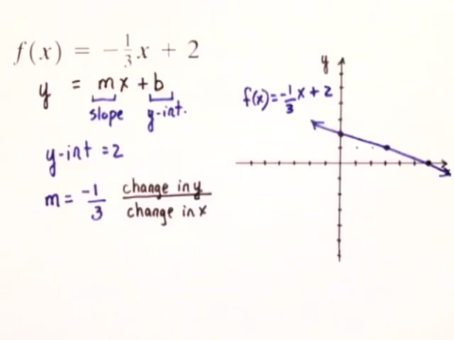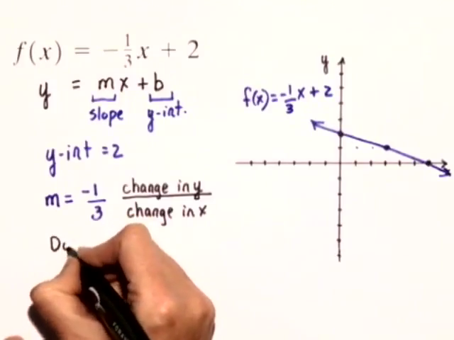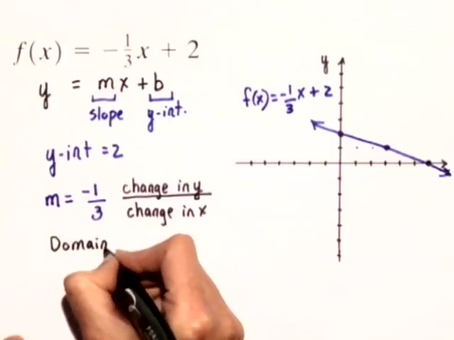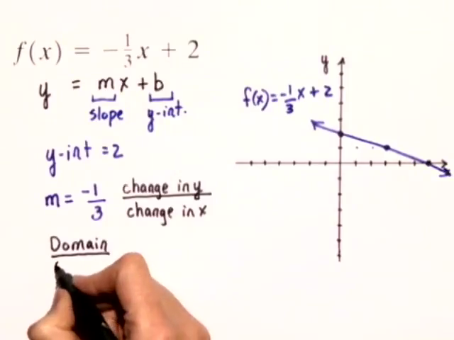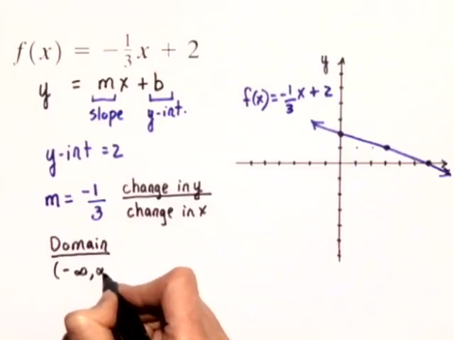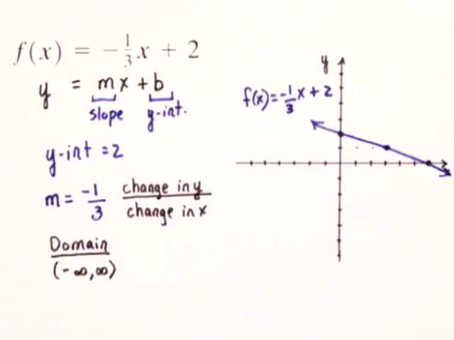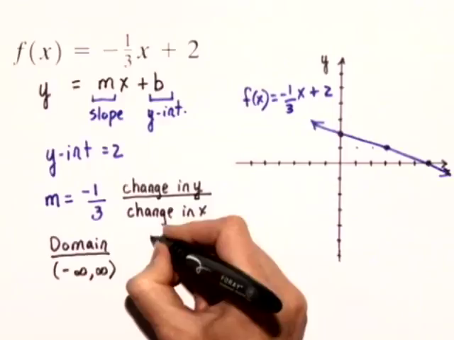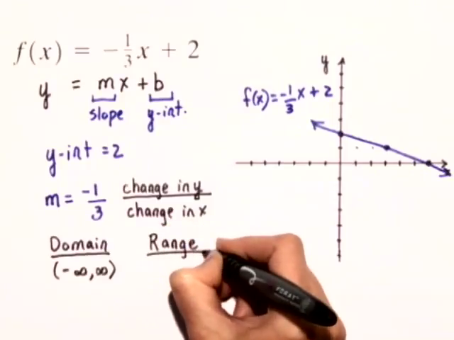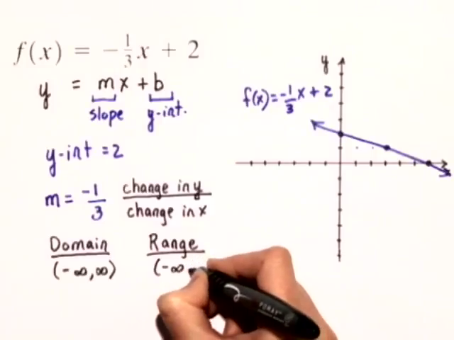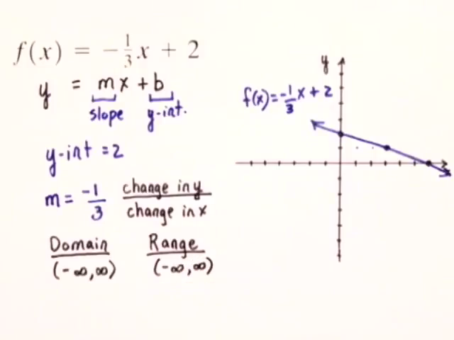Now let's talk about the domain and the range. For any linear function that has a positive or negative slope, so any line except the special case that's either horizontal or vertical, I can say that the domain goes from negative to positive infinity. In other words, I can let x equal any value I choose. And the same is going to be true for the range. The y value can go from negative to positive infinity.